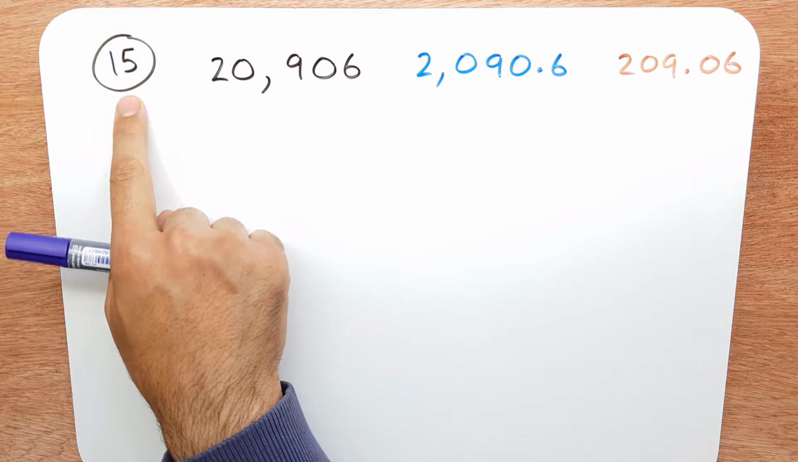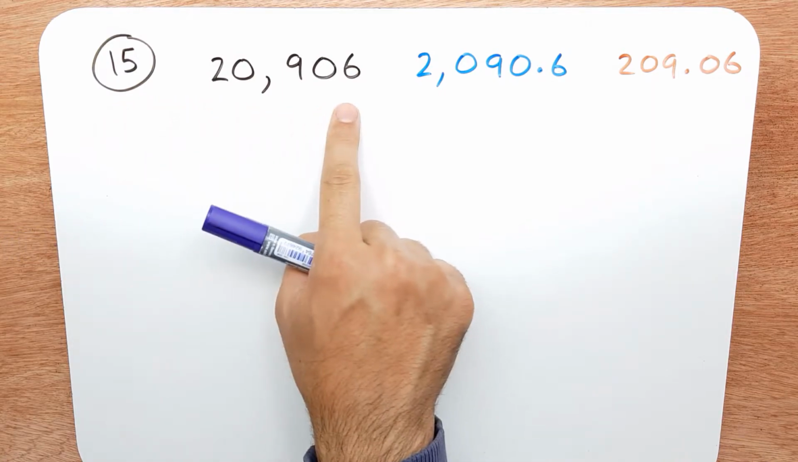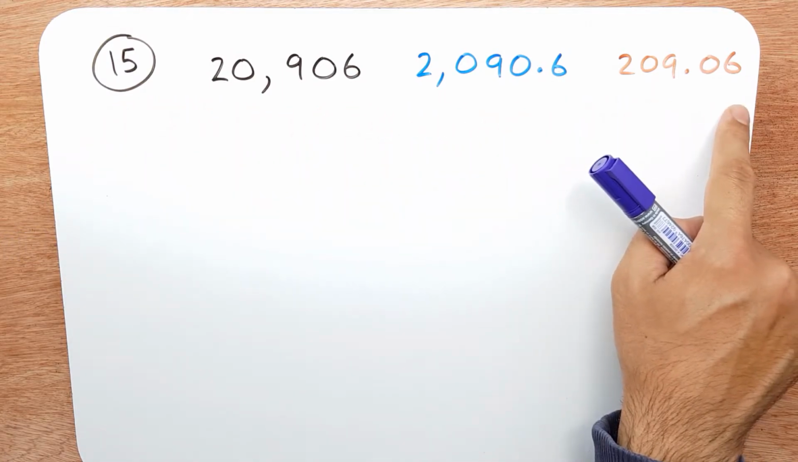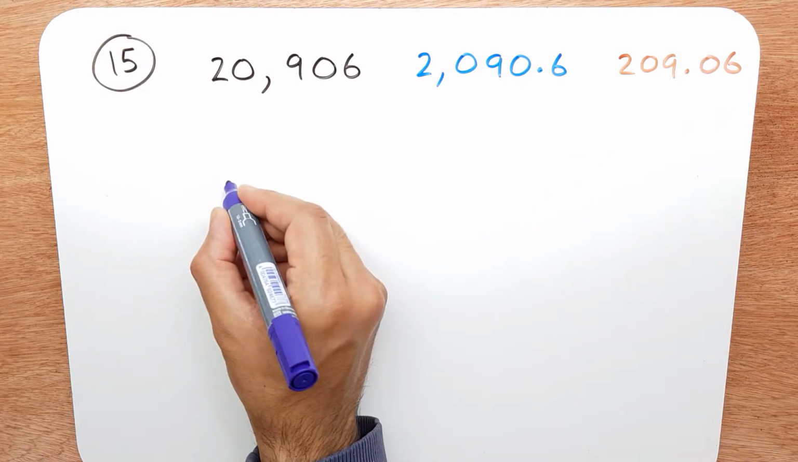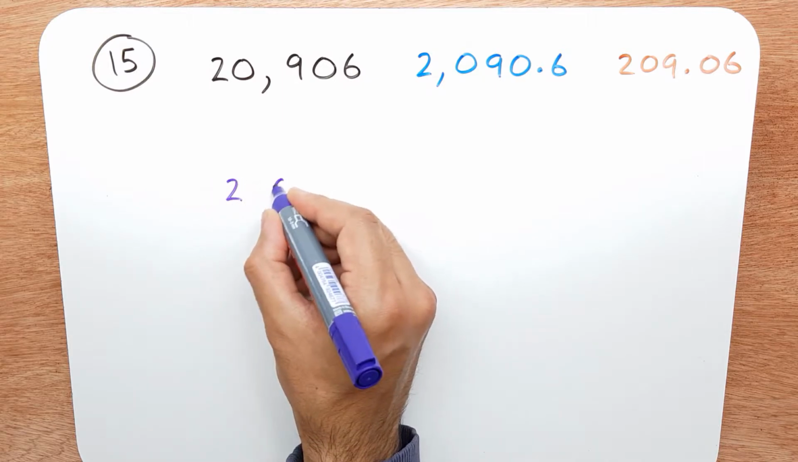Question 15, we're asked to round off these three numbers to the nearest 100. So let's write this down.